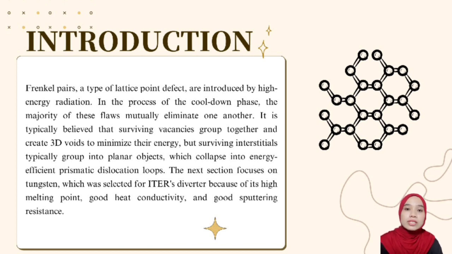The next section focuses on tungsten, which was selected for ITER's divertor because of its high melting point, good heat conductivity and good sputtering resistance. In reality, the remaining vacancies are more likely to form dislocation loops and planar clusters (platelets) in addition to voids, giving them greater potential than interstitials.